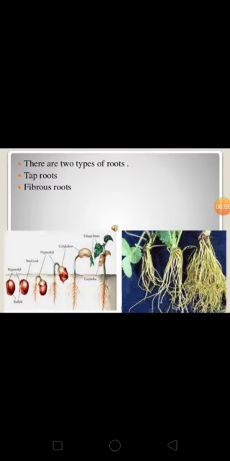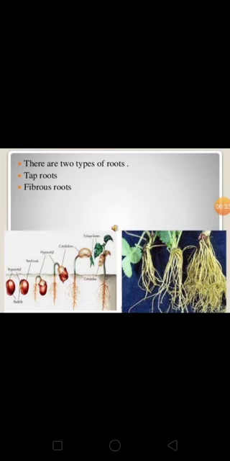Now next is types of roots. Plants have two types of roots, that is tap roots and fibrous roots. First we will see tap roots. In taproot, one main root grows vertically downwards into the soil. There are some smaller and thinner roots along the sides which are called root hair. We can see these roots in carrot, neem and mango, etc.